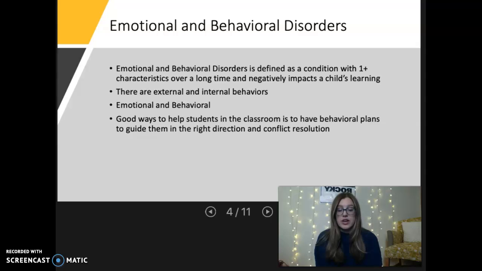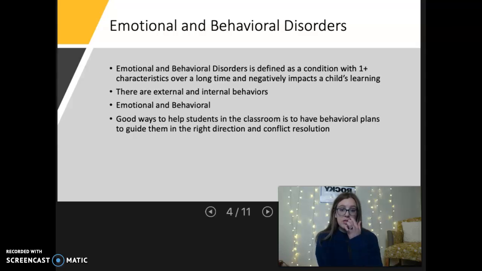There are external and internal behaviors associated with emotional and behavioral disorders. External could include disruptive behavior, annoying or aggressive behavior, and being non-compliant. And internal behaviors could be the student is withdrawn, they have depression and anxiety, and they are fearful. Some examples of emotional and behavioral disorders are anxiety, mood disorders like depression, oppositional defiance disorder or ODD, and schizophrenia.